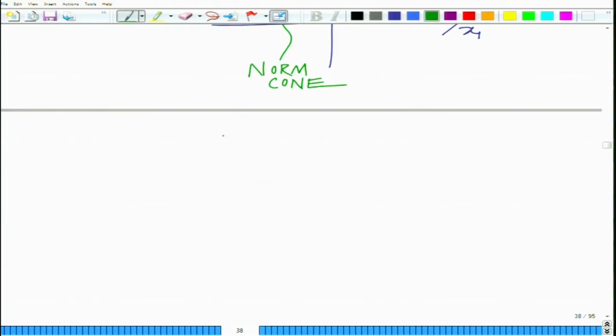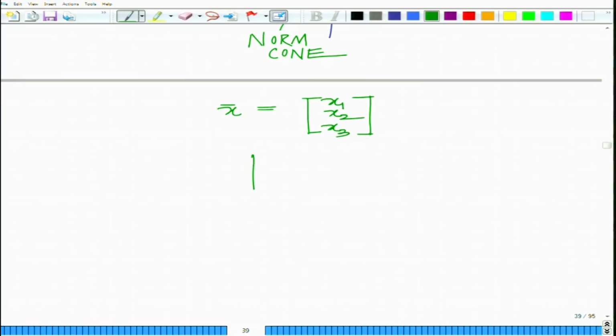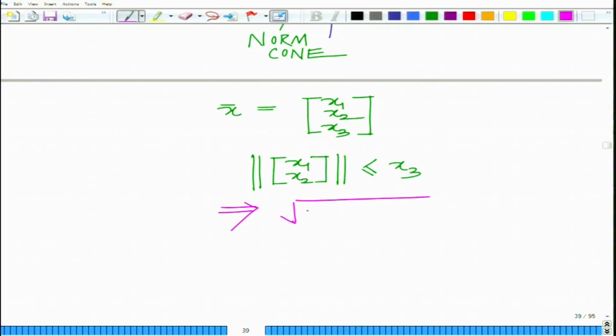Similarly, you can look at this for a three-dimensional scenario, that is you have x bar equals x1, x2, x3, and you consider the set of all points such that the norm of x1, x2 is less than or equal to x3, which basically implies that square root of x1 square plus x2 square is less than or equal to x3.